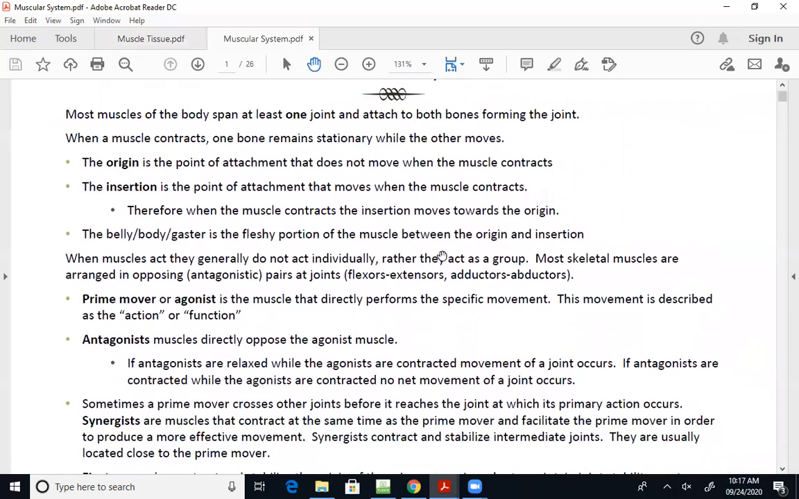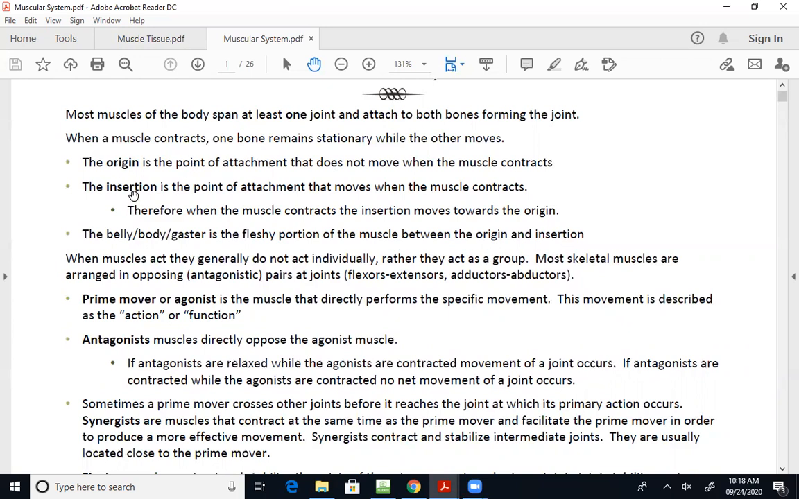Okay. First things first, just kind of introducing some stuff about skeletal muscles. Most of these skeletal muscles, it doesn't say skeletal, so we just have to know that's what we're talking about. Most of these muscles of our body span at least one joint and attach to both bones forming the joint. So we're going to see at least one, what we call origin, and one or more insertions. And when that muscle contracts, one bone will remain stationary while the other one moves.